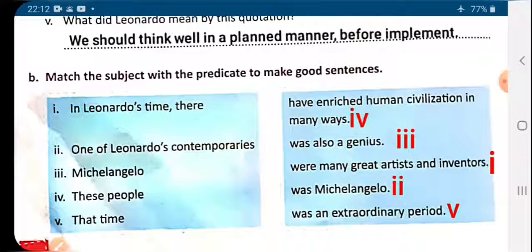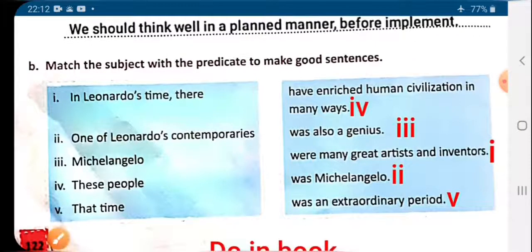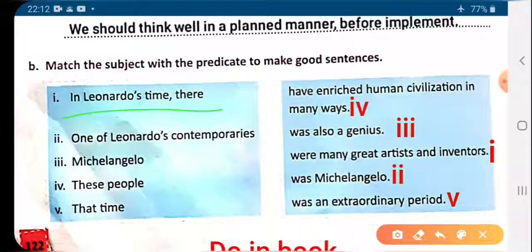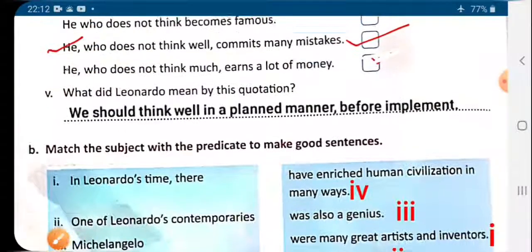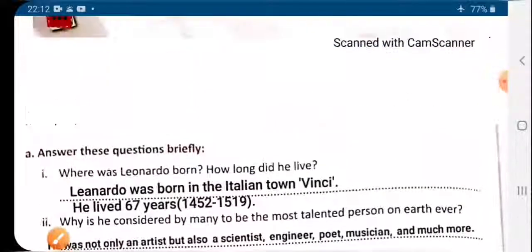Now we have to match subjects with predicates. In Leonardo's time there were many great artists. One of Leonardo's contemporaries was Michelangelo, and this Michelangelo was also a genius. These people have enriched human civilization. That time was an extraordinary time. All this work you have to do in your book.